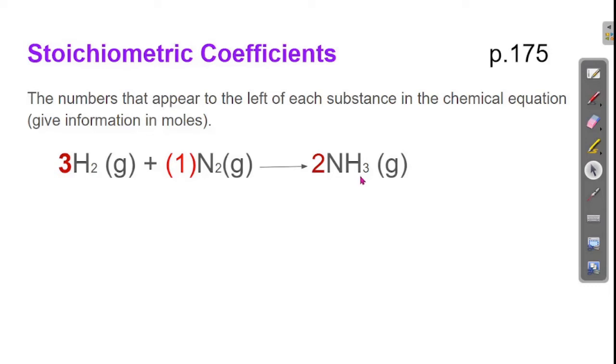3 moles of hydrogen plus 1 mole of nitrogen gives you 2 moles of ammonia. Now, these little ones are called subscripts and just tell you how many atoms are in there. So 3 moles, each one of hydrogen has 2 atoms of hydrogen. The 1 is in parentheses here because usually you do not put a number 1. The 1 is implied. So have this very clear in your mind. Stoichiometric coefficients versus subscripts.